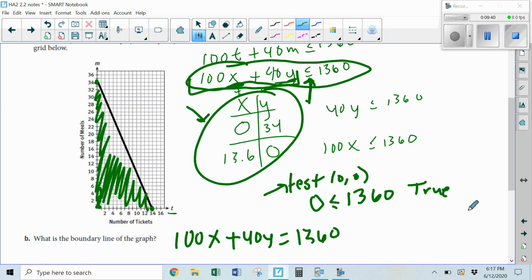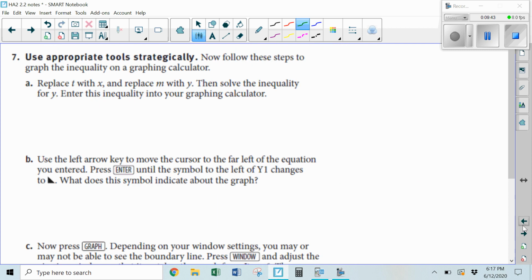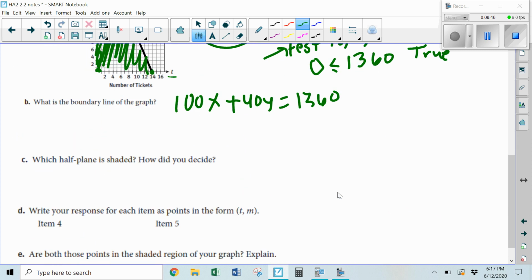Part D, write your response for each item as a point in the form t, m. So if you go back to item 4, we talked about the tickets and the meals. So how many did we have? We solved, we got 9 tickets, and that was for 10 meals. Number 5, what did we have? How many meals and how many tickets? So looking at number 5, the number of tickets was 1 a day, that was 5. The number of meals we came up with was 21.